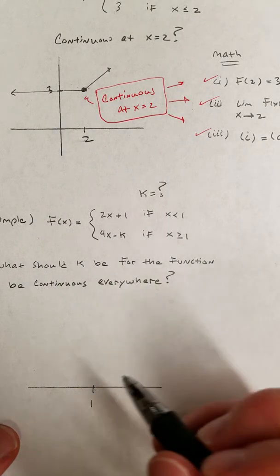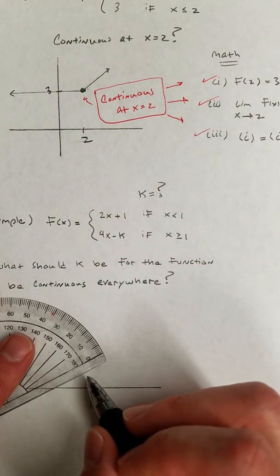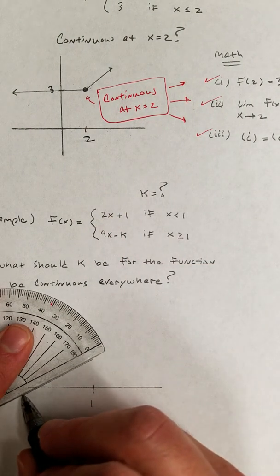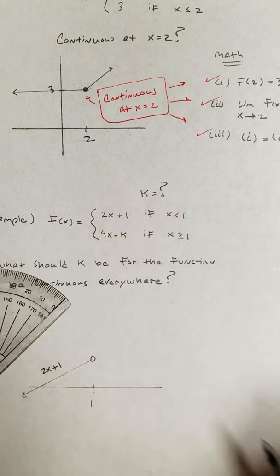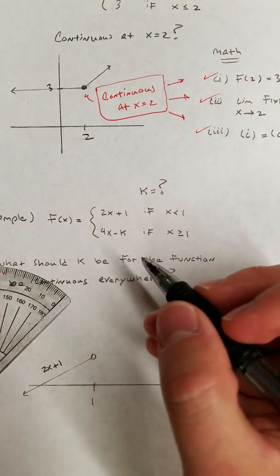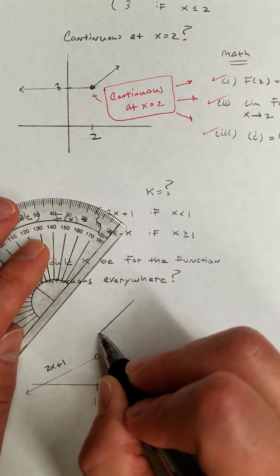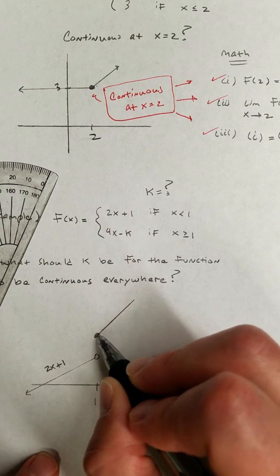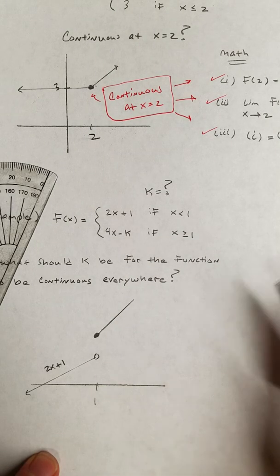So what I'm thinking is, roughly at 1, say you had 2x plus 1 for x less than 1. That's going to be some kind of line, right? So here's 2x plus 1, and it's going to be open right there at 1. And then 4x minus k, that's going to be some other kind of line. It's going to be defined right there. That point's going to be closed because you can have x greater than or equal to 1.